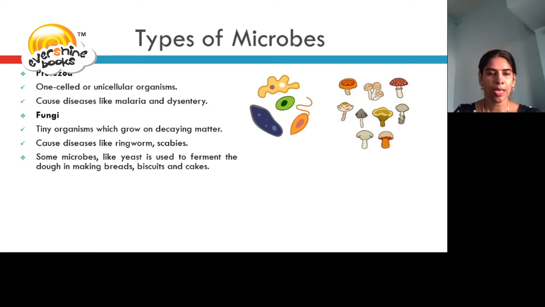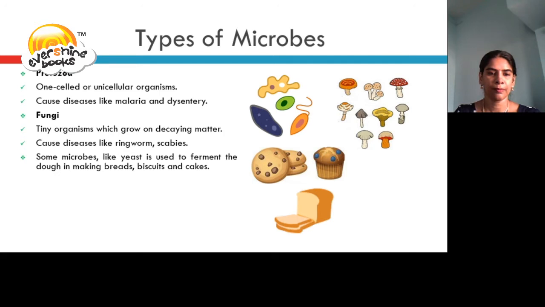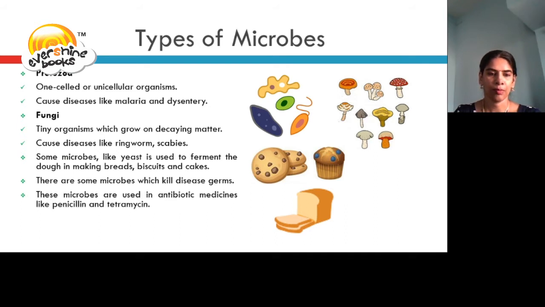Some microbes like yeast are used to ferment the dough in making breads, biscuits, and cakes. There are some microbes which kill disease germs. These microbes are used in antibiotic medicines like penicillin and tetracycline. We have learnt 4 types of microbes, namely bacteria, virus, protozoa, and fungi.